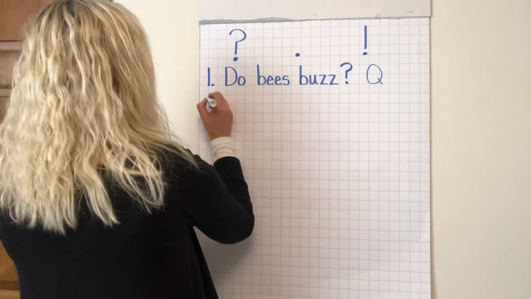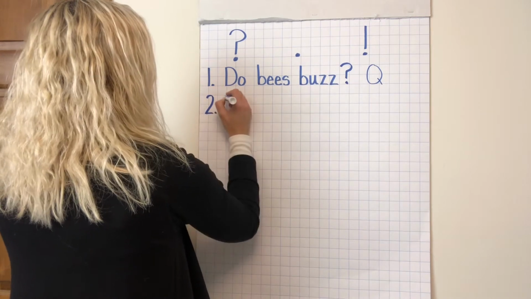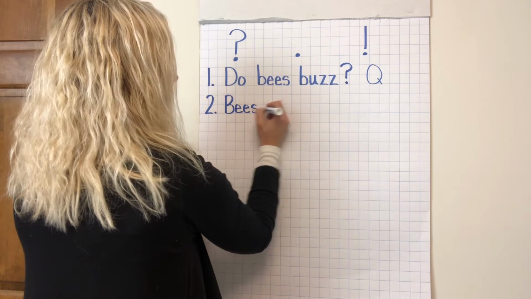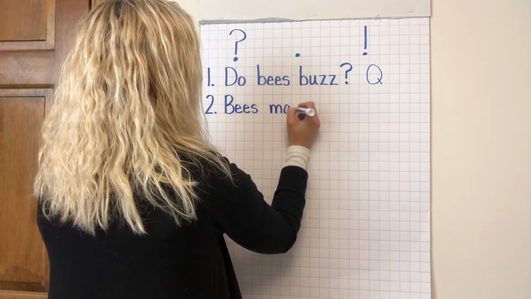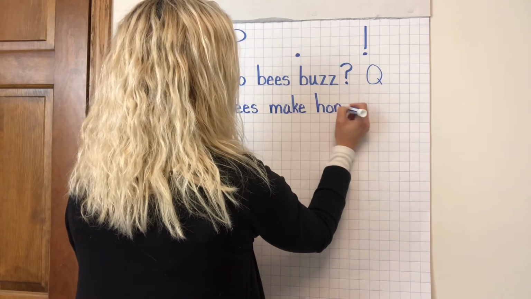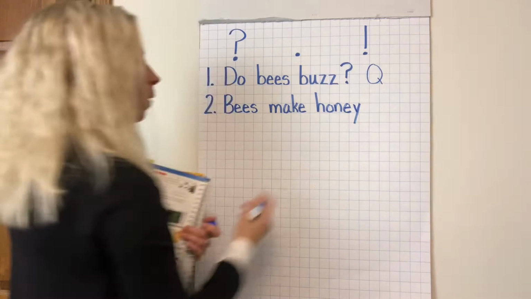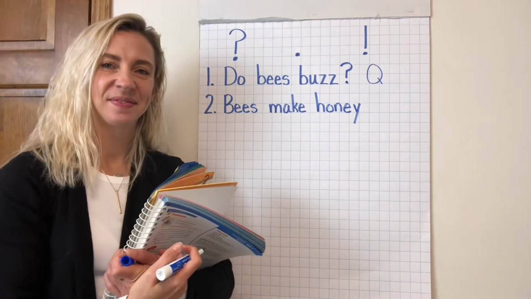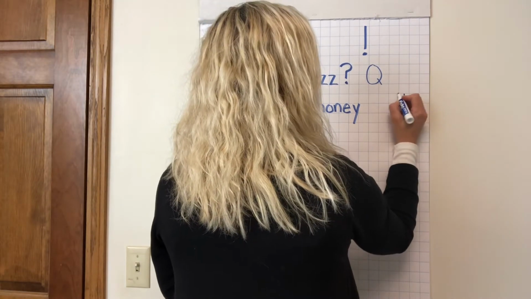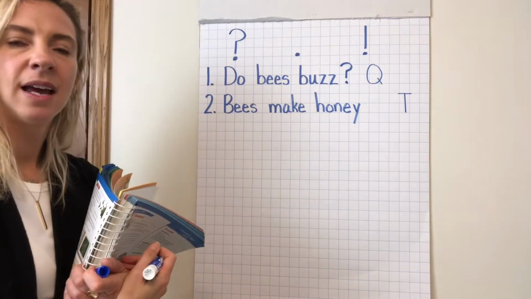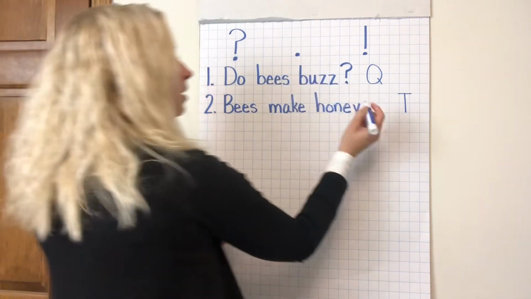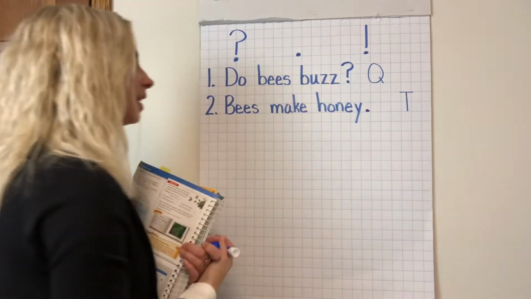Bees make honey. Question or telling? It's telling. Good. Put a big T at the end of the line. And so what punctuation would I need? Telling is a period, isn't it? Has a period at the end. All right, let's move on.